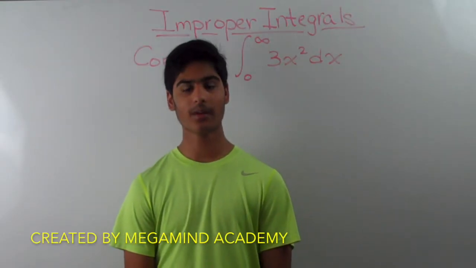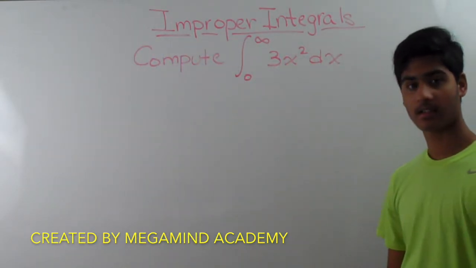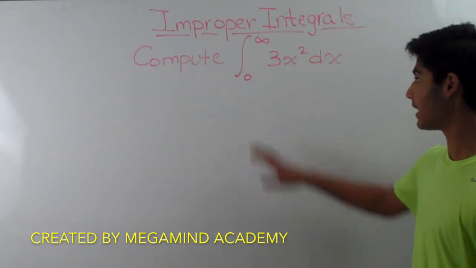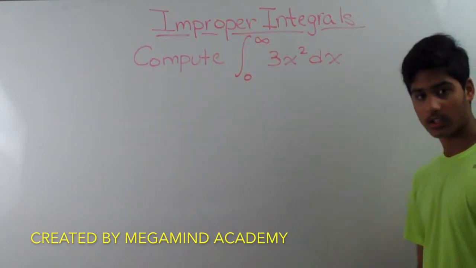Hi! Today we're going to learn about improper integrals in calculus. Let's say we have to compute the integral from 0 to infinity of 3x squared dx. So how do we do this?